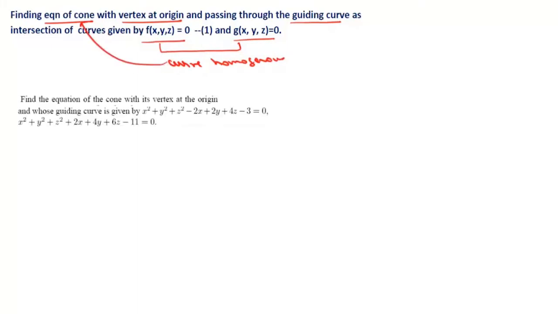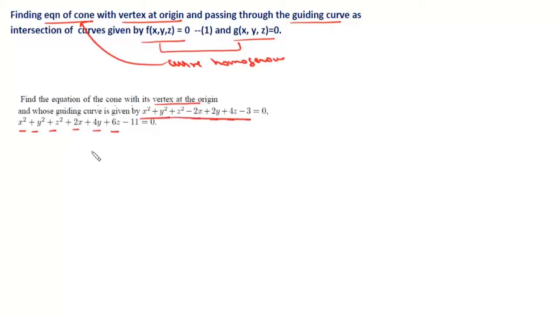Now say for example, find the equation of a cone with vertex at the origin whose guiding curve is given by x square plus y square plus z square minus 2x plus 2y plus 4z minus 3, and x square plus y square plus z square plus 2x plus 4y plus 6z minus 11 equals 0. Now in order to make the curve homogeneous, we have two options. Now one is, we can directly subtract this first equation from the second equation.